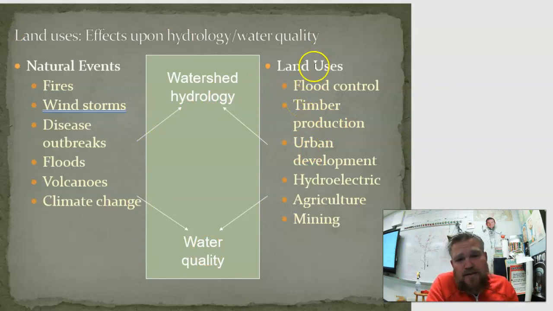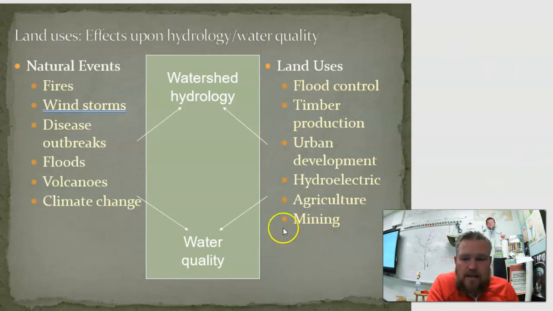There's some land uses, so these would be kind of the human side. When we change things up for flood control, that can actually cause problems. Timber production can cause problems. Urban development causes problems. Hydroelectric power can cause problems. Agriculture can cause problems. Mining can cause problems. And then this is not on the list. It's kind of under urban development, but just working in your own yard can cause problems. Parking at your own school can cause problems.